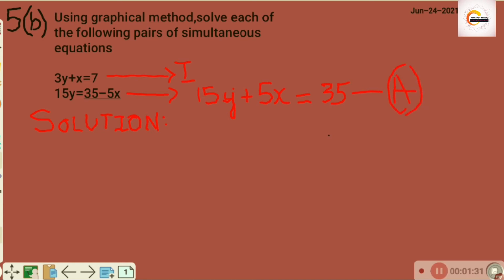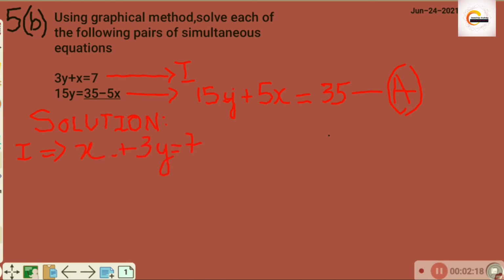As I've told you, we will see if the y variable has a coefficient or not. If the y variable does not have a coefficient, then it's very easy. You have to put 3 simple values for variable x and get the value of variable y. But here in this question, we can see in equation 1 that there is a coefficient attached with variable y. So let me copy the equation first.